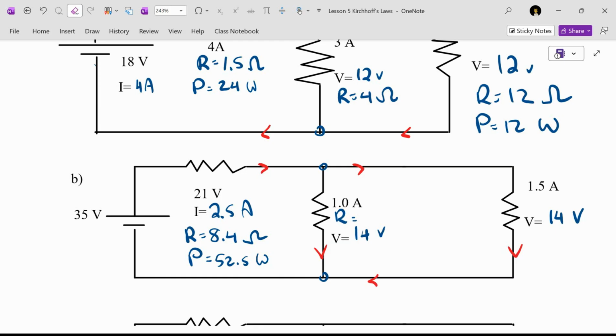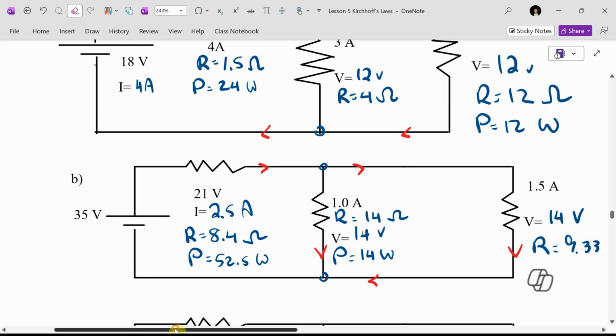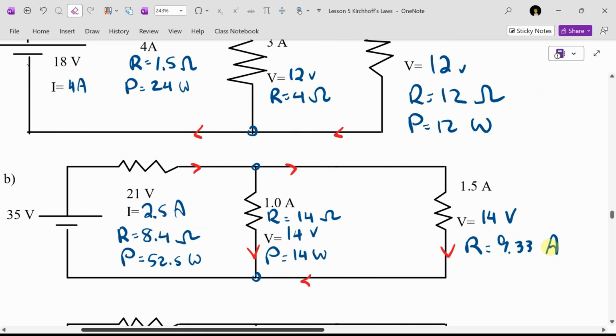Resistance is V divided by I in your head without a calculator. Power is V times I in your head without a calculator. Good. Resistance is V divided by I, 14 divided by 1.5. Is it repeating? So I'll go 9.33 ohms. And power is going to be V times I, 21.